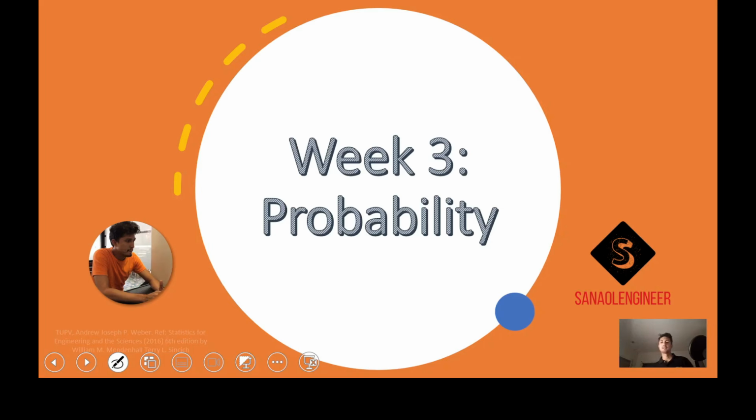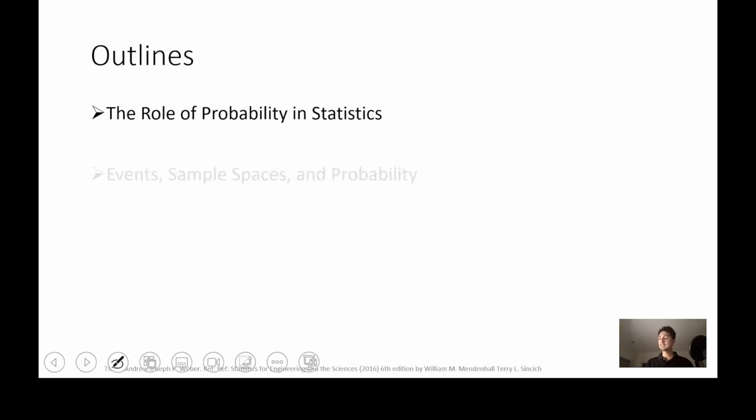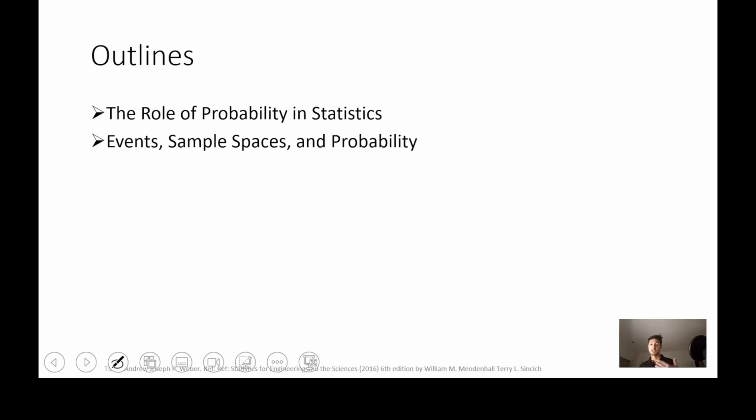Hey, welcome back, everyone. We are now on our third week topic, which is the theory of probability. So, what are the topic outlines for this topic? We have first, what is really the role of probability in statistics? What are events, sample spaces, and probability? The different types of events we have: the compound event, complementary event, and a simple event.